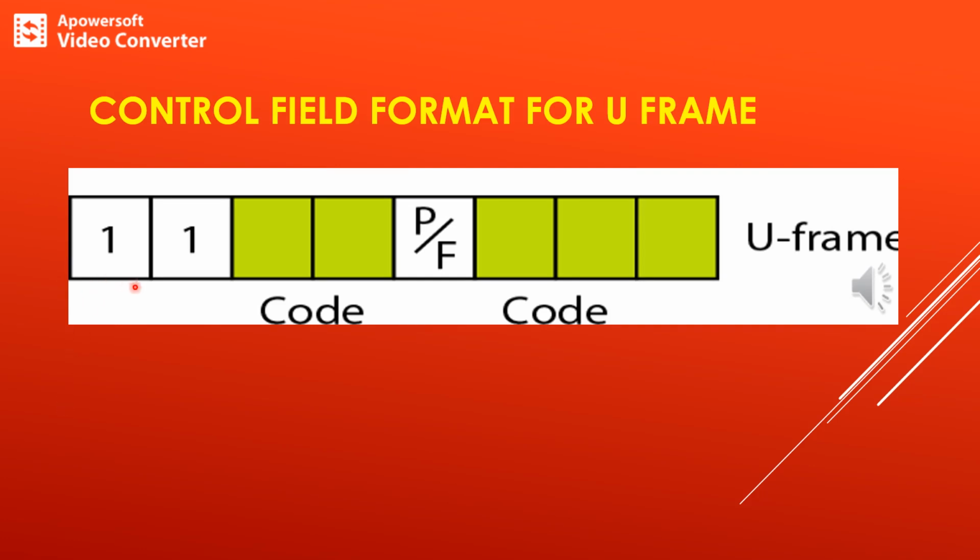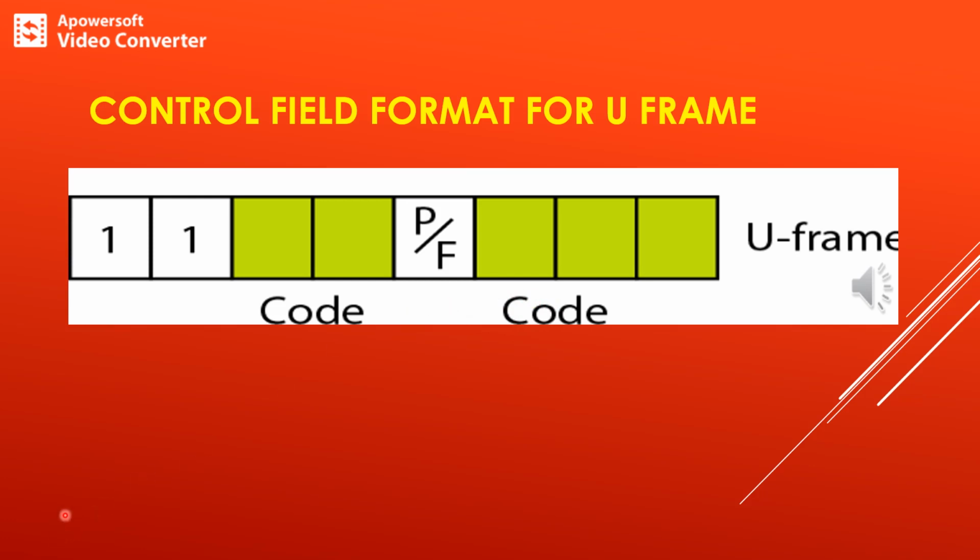Control field format with respect to U-frame. If the first two bits in the control field are 1,1, the type of the frame is U-frame. It consists of the P/F field, that is poll/final, along with a 2-bit prefix and a 3-bit suffix code value. Together we have around 5 bits to represent the code value, which is used to create up to 32 different types of U-frames.